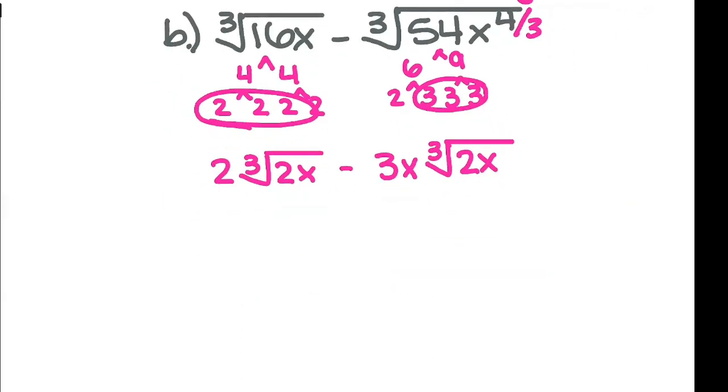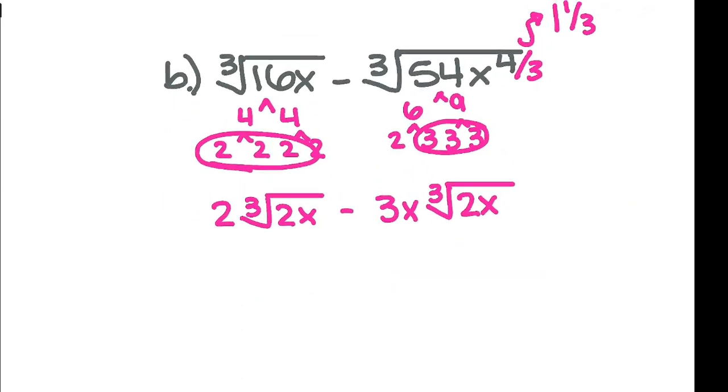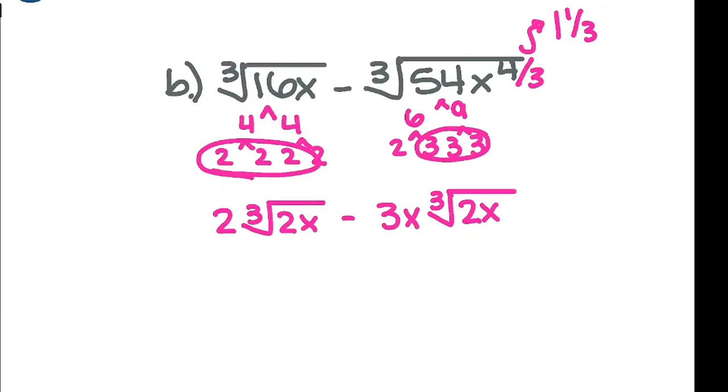From here, my radicals are the same. So I'm going to subtract the so-called coefficients of them. Can I do that? I have a 2 and I have a negative 3x. Are they like terms? No, so you cannot combine them. Once you get to this point, you would be done.